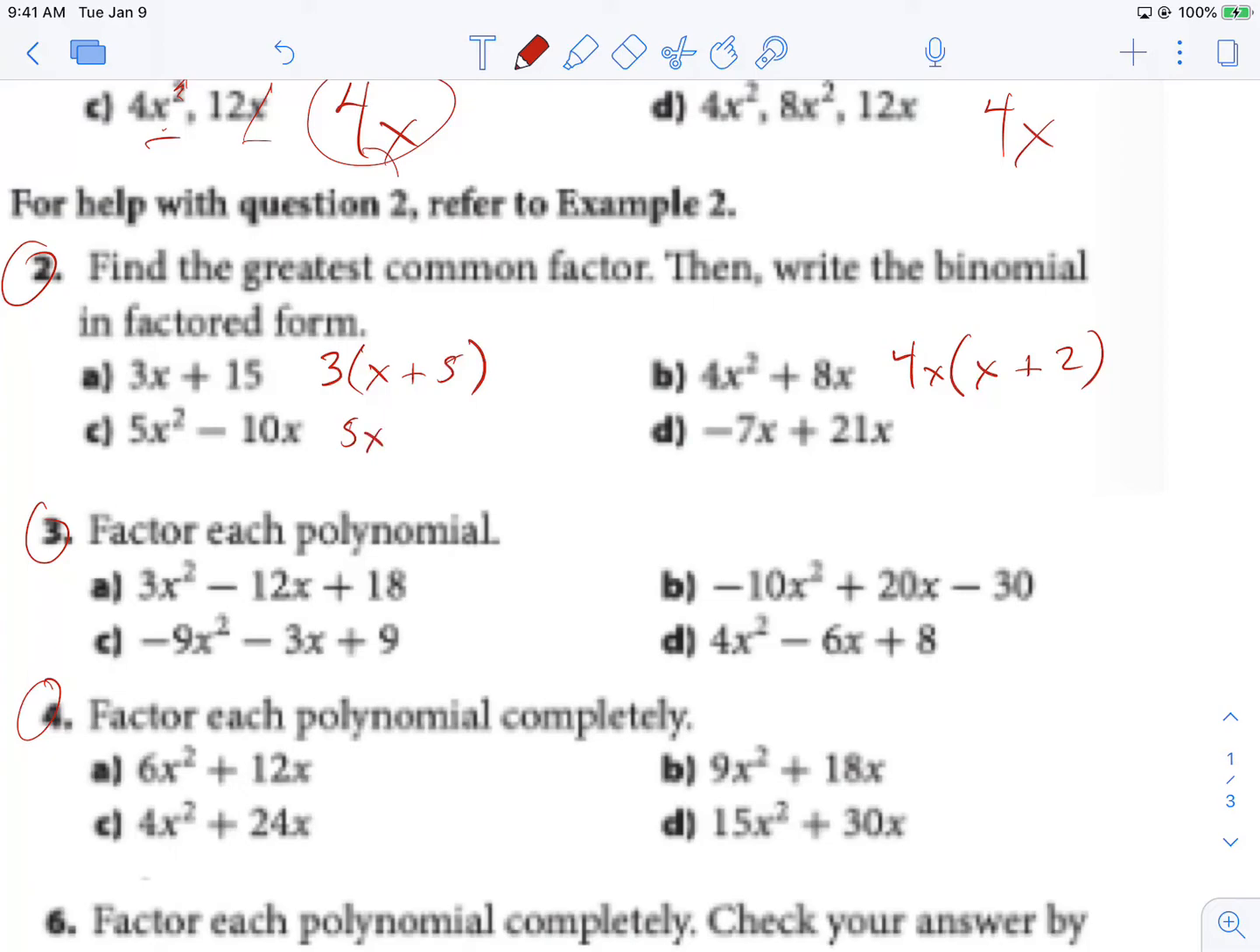Next, we have a 5x, which is common. That's going to leave us with an x and a minus 2. Here, we can take out a negative 7, because that's also divisible into 21. And we can also take out an x. And then what are we left with?